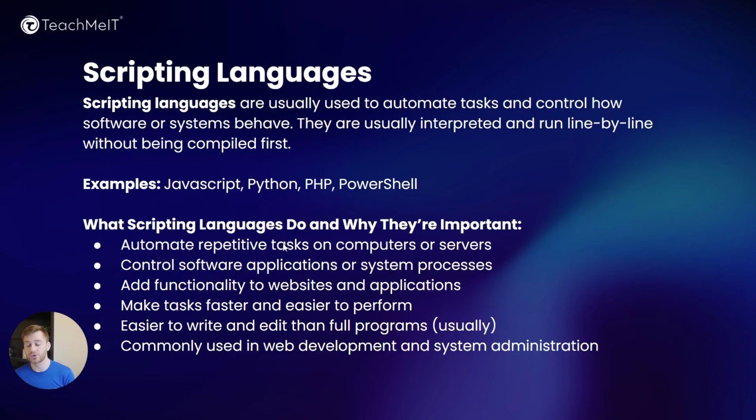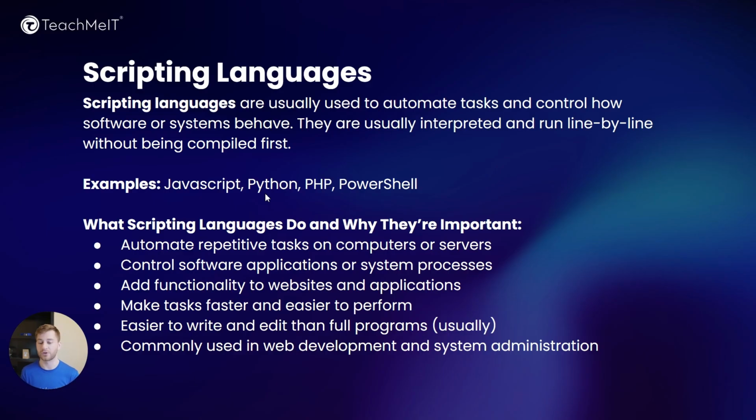Scripting languages usually automate repetitive tasks, control software, and add some sort of functionality. So JavaScript is a very good use case for functionality for websites. They also make tasks faster and easier to perform sometimes, and they are usually easier to write in and edit than full-blown programs. Again, commonly used in web development are JavaScript and PHP, and in system administration, PowerShell and Python.